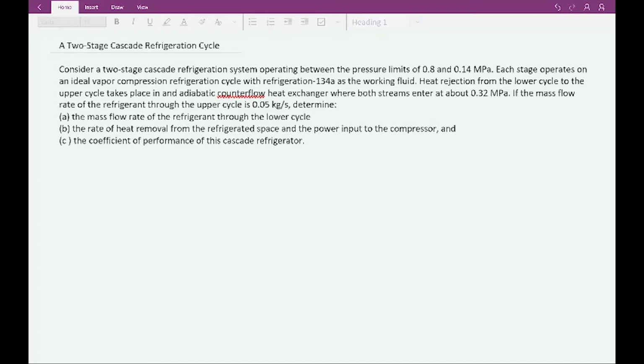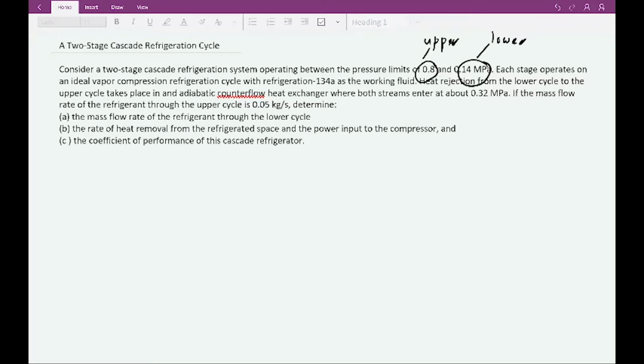Okay, so straight to the question here. Consider a two-stage cascade refrigeration system operating between the pressure limits of 0.8 and 0.14 megapascal. Okay, so I'm highlighting here 0.8 and also 0.14 megapascal. So this is basically the upper limit of this cycle, and this is your lower limit, 0.14 MPa.